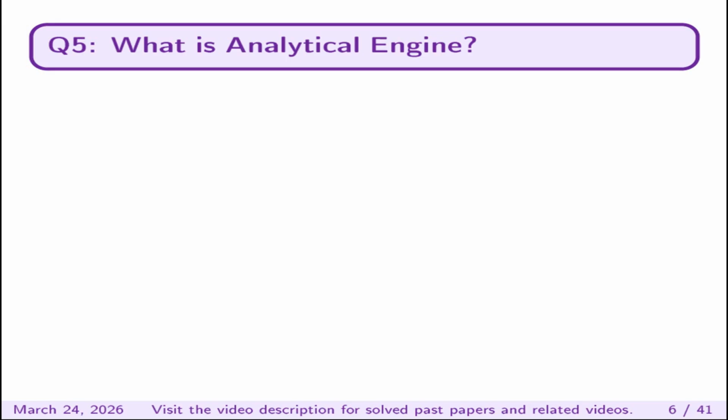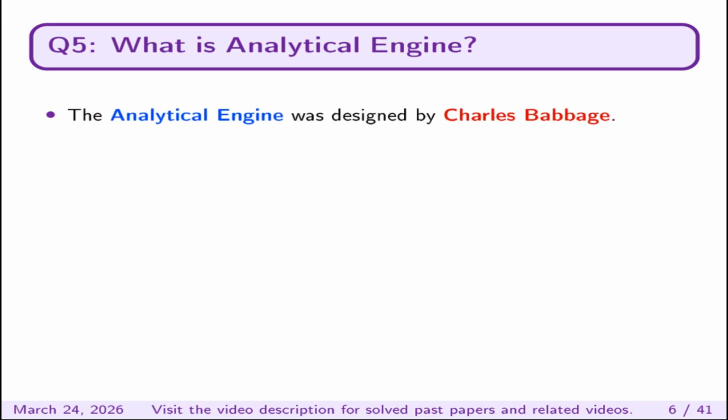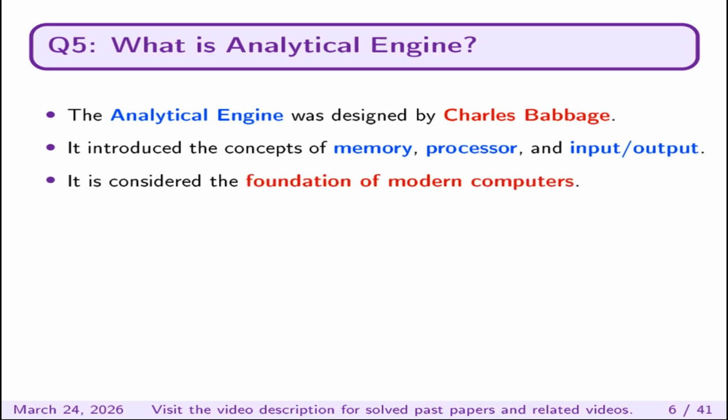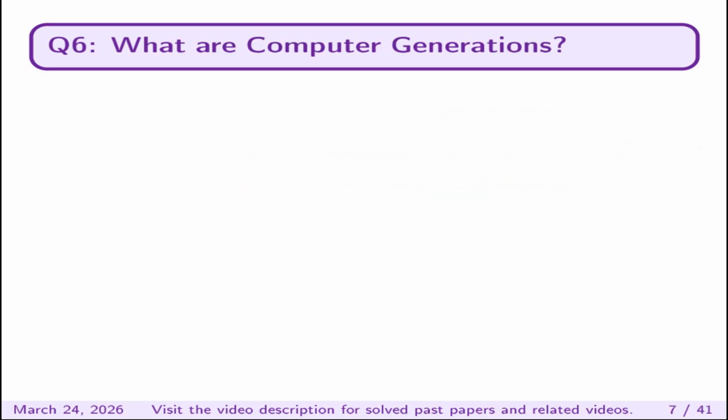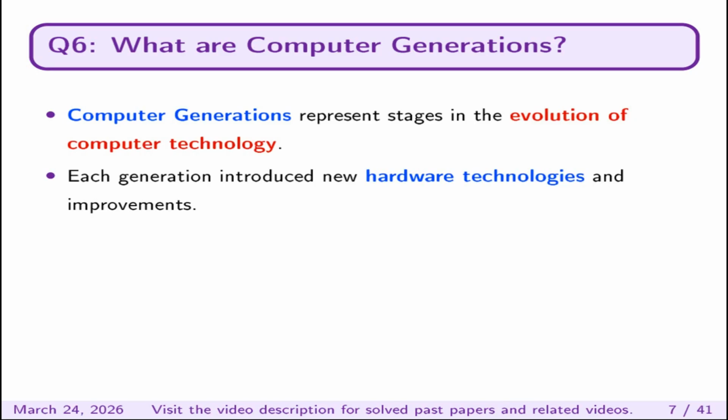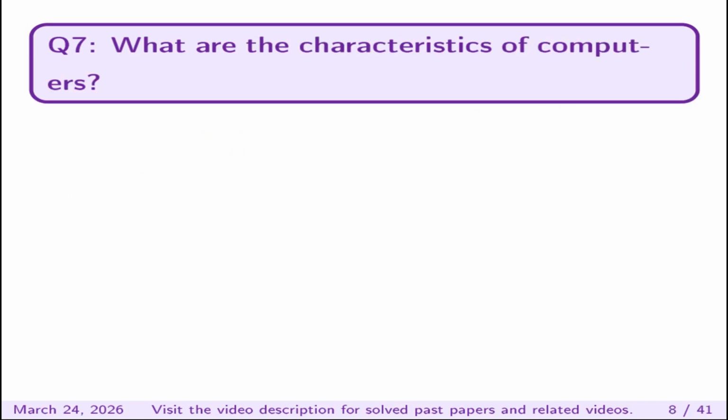What is analytical engine? The analytical engine was designed by Charles Babbage. It introduced the concepts of memory, process, and input-output. It is considered the foundation of modern computers. What are computer generations? Computer generation represents stages in the evolution of computer technology. Each generation introduced new hardware technologies and improvements.